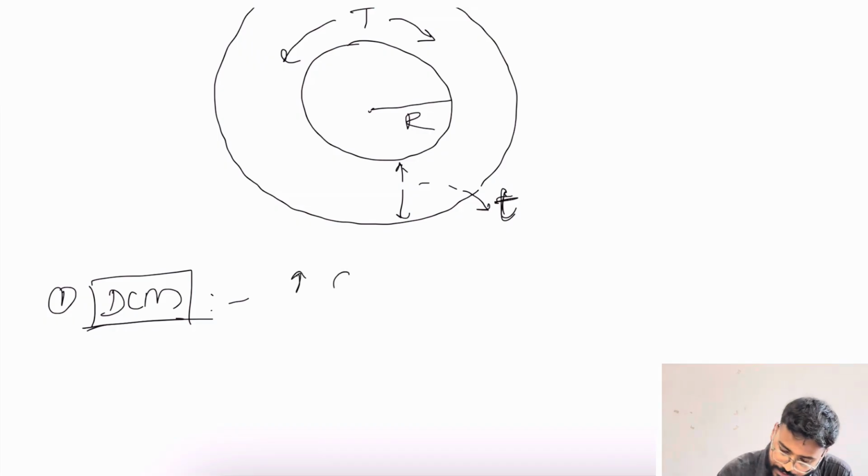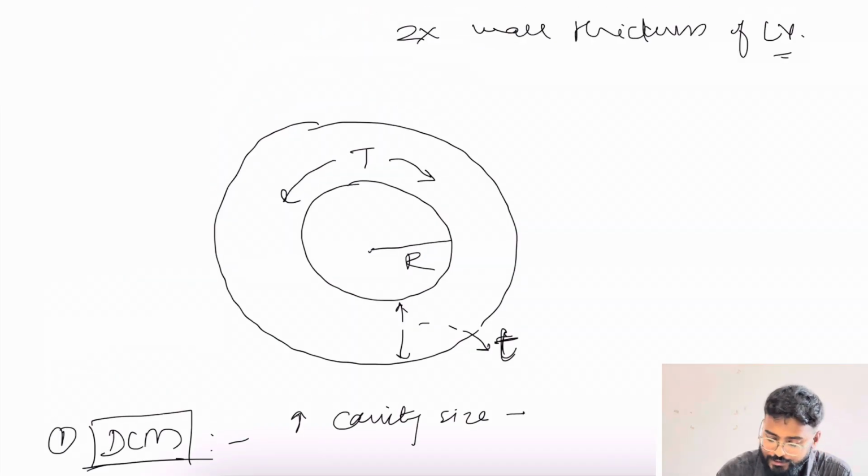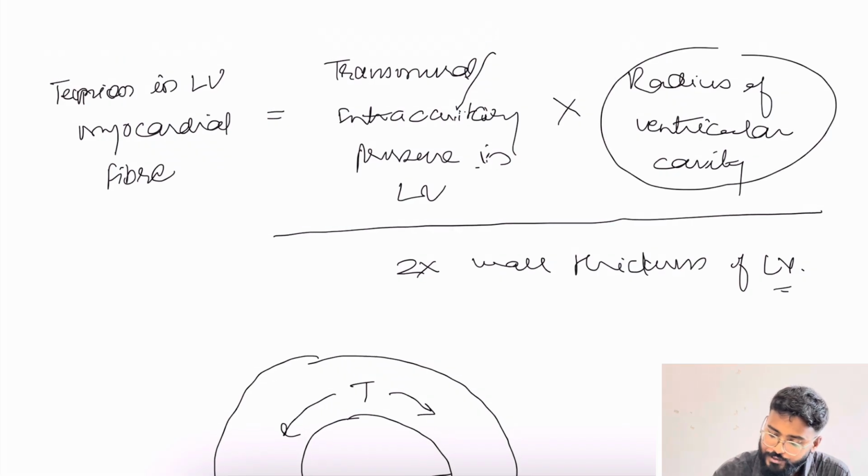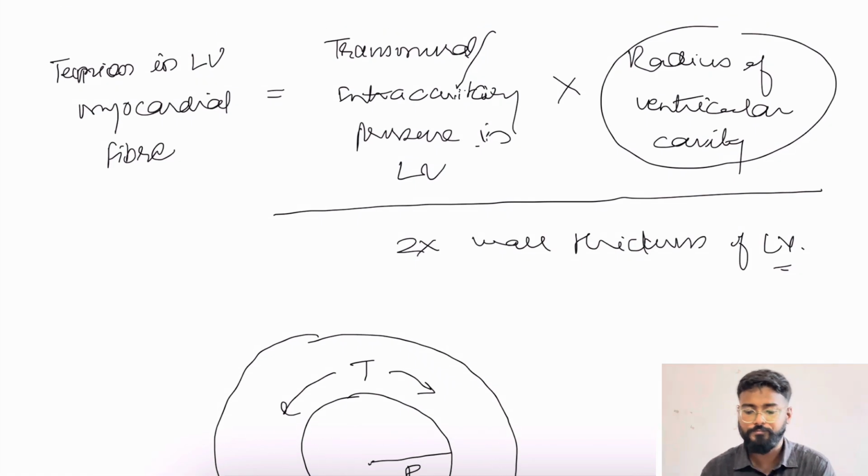So increased cavity size means, can you say there is increased radius of your ventricular cavity? Yes, you can say that. And now, if the cavity size is increased, the left ventricle is now able to accommodate more blood, comparatively, because the cavity size is more.